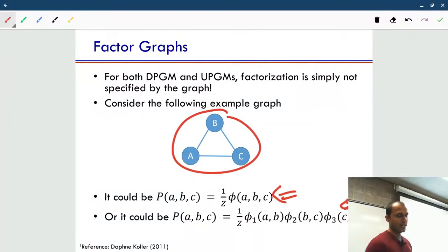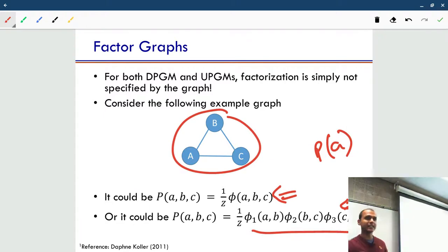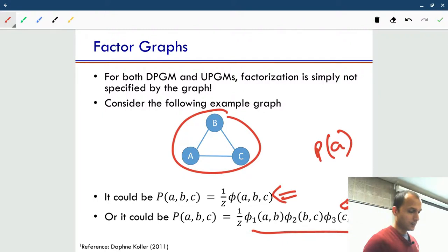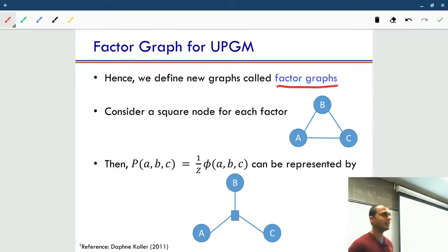But this is useful information. If you know that the factorization is like this, then you can do a different type of computation. Let's say you're computing the marginal distribution, so let's say you're trying to find P of A. Then maybe you can do different types of summations, different types of integrations if you knew which factorization it corresponds to, right? So that's the ambiguity, and to get rid of that ambiguity, we define what are called factor graphs, and they have two types of nodes, okay? Circular nodes and square nodes, okay?